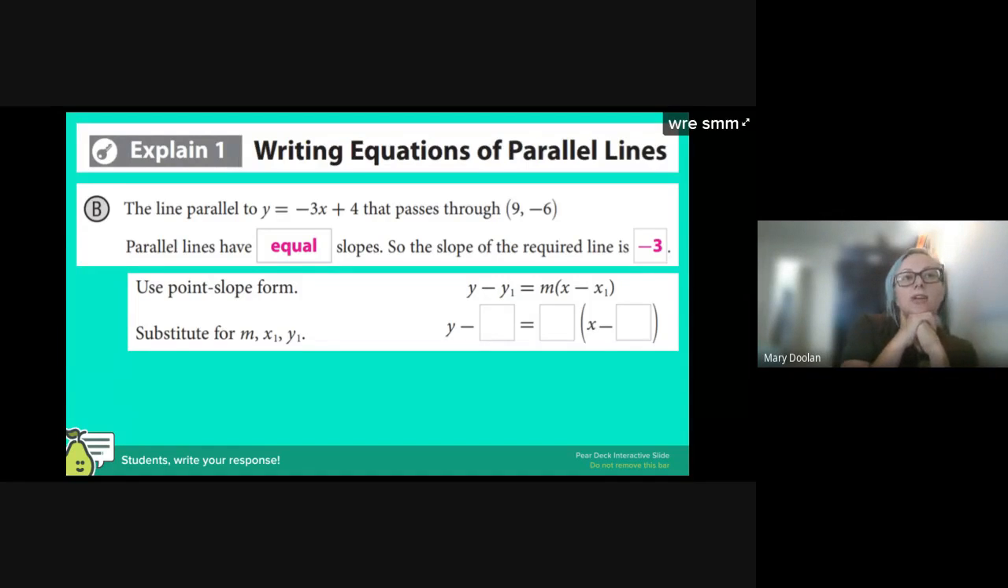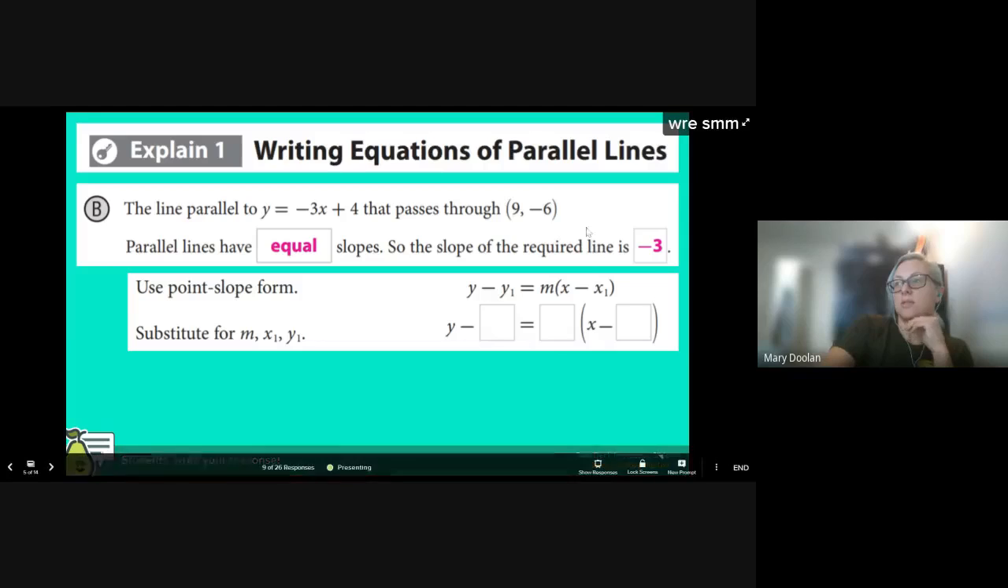So on this slide, you're only going to type 3 numbers. You don't have to have any words or equations. What's the y value? What's the m value? And what's the x value? Because we're substituting in. We have to take this x coordinate, this y coordinate, and this slope and put them in the right spots.